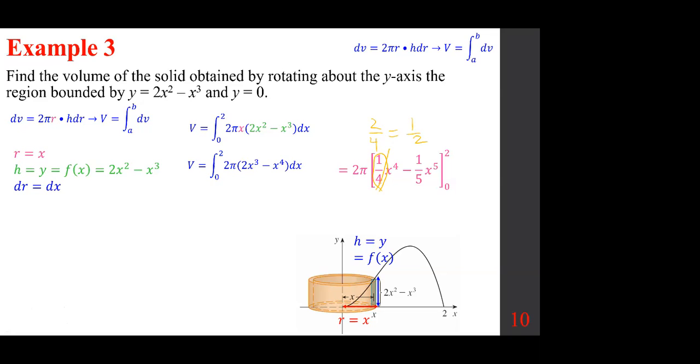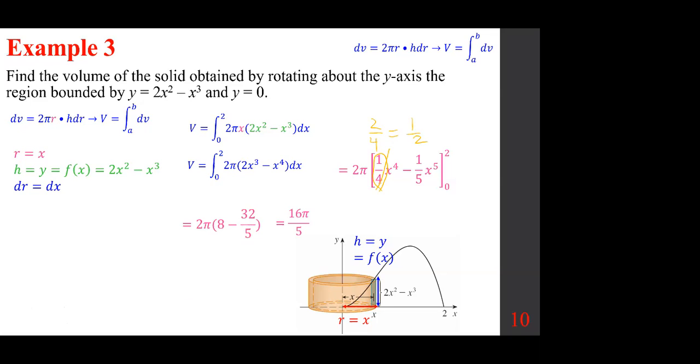So you want to make sure. Okay, so this is fixed now. And plug in 2, you get an answer. 0 gives you 0, and therefore the final answer becomes 16 pi over 5.